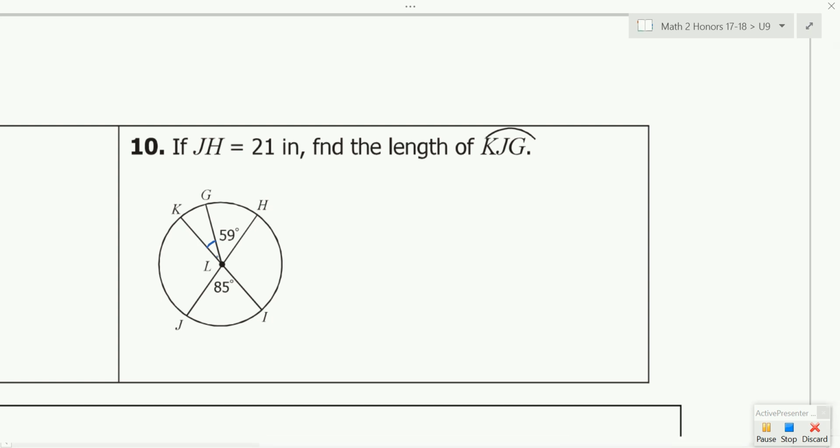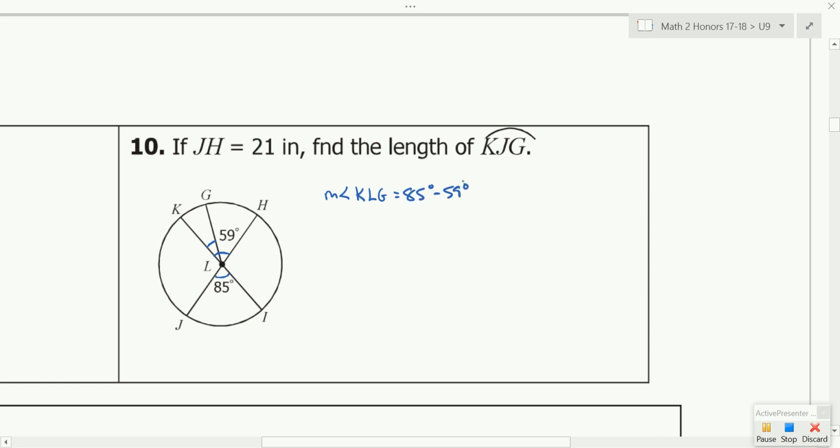Blaine, it's a great thing. Yes, but how do you know? Why did you do 85 minus 69? For us that don't see why, I want her to explain. Okay, so we have vertical angles here. This 85 is vertical with this full angle here. And so that whole thing's 85. So the small angle, the measure of angle KLG will be 85 minus 59.